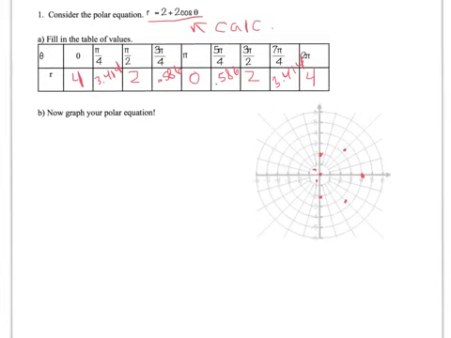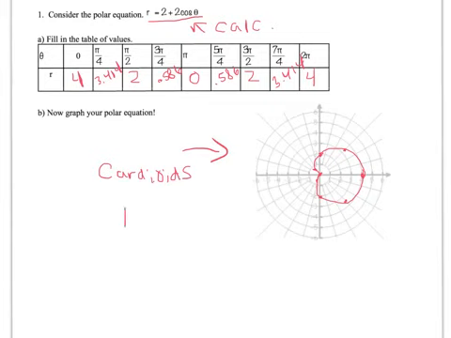So if we trace this path, you have this nice heart-looking graph, and that's why they often are called cardioids. Cardioids, cardiac, comes from the, I don't know, Latin or something for heart, but they look like hearts, so that's why it looks like that.